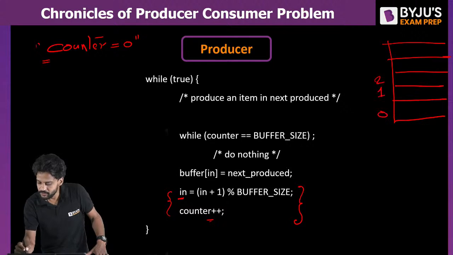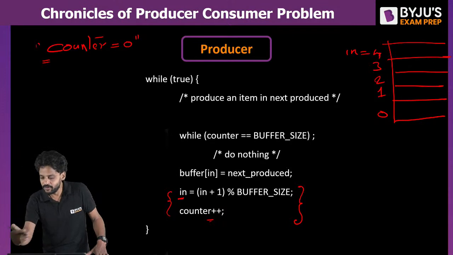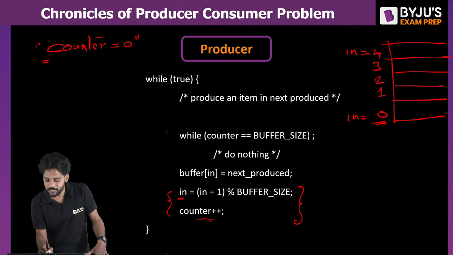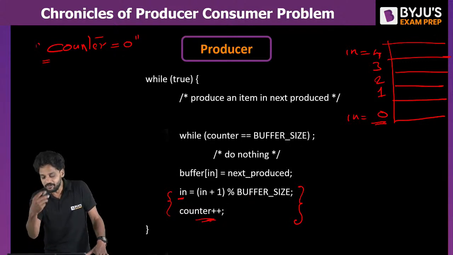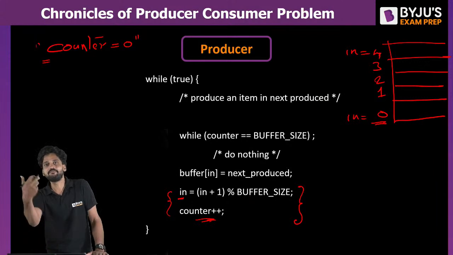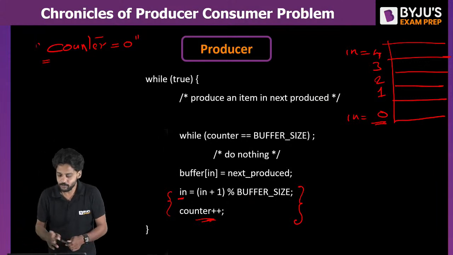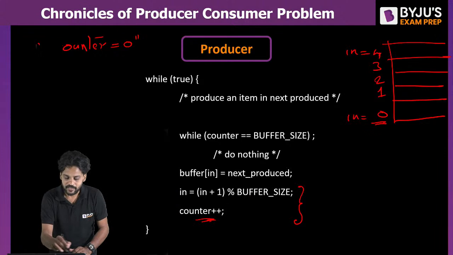0, 1, 2, 3, 4. Let us say in is at 4. One more time if it is incremented, in will become 0 because 4 plus 1 mod buffer size is equal to 0. So in will come back to 0. But counter plus plus, there is no practical restriction on the value that counter can take because it can simply increment, right? So understand carefully.